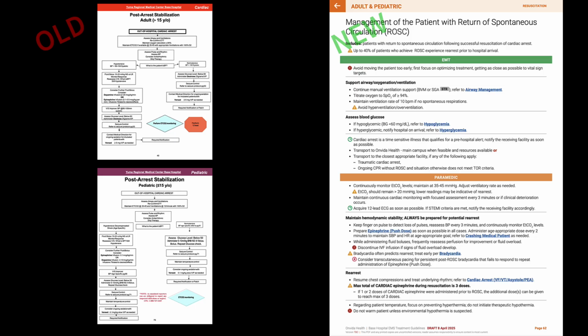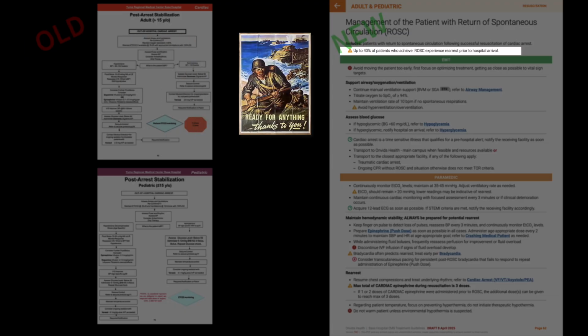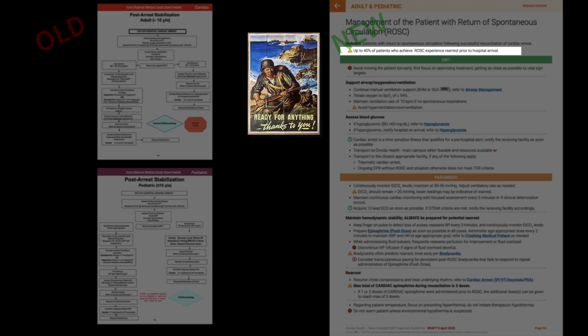So right up on top, I include a caution statement to help set the tone. It points out the fact that up to 40% of patients who achieve ROSC will experience rearrest prior to hospital arrival. The point is, have everything ready ahead of time and prepare for the worst. Remember that emergency medicine mindset we talked about earlier.